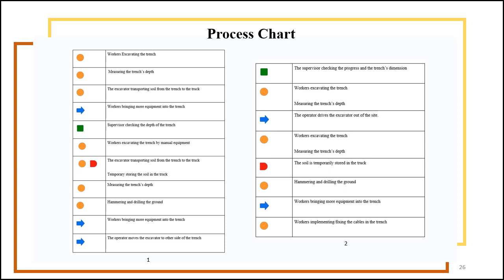So here we have the process chart for the project, and it's worth noting that the process chart is made for initial conditions of the project, not the three proposals that we provided for increasing the productivity. Here we have two tables. On table number 1, we have workers excavating the trench, measuring the trench's depth, the excavator transporting soil from the trench to the truck, and these items all have the operation symbol. And then we have workers bringing more equipment to the trench with the transporting symbol, and then we have the supervisor checking the depth of the trench with the inspection symbol, and so on and so forth.